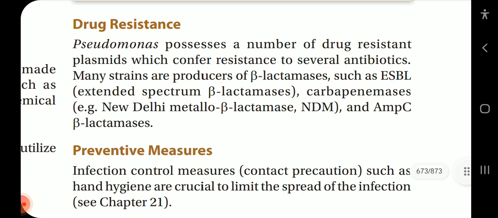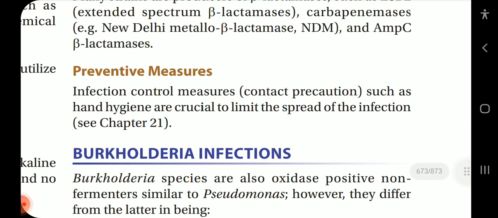Now, drug resistance. Pseudomonas possesses a number of drug-resistant plasmids which confer resistance to several antibiotics. Many strains are producers of beta-lactamases such as ESBL, extended spectrum beta-lactamases, carbapenemases, example New Delhi metallo-beta-lactamase NDM, and AmpC beta-lactamases. Lastly, the preventive measure: infection control measures and contact precautions such as hand hygiene are crucial to limit the spread of infection.